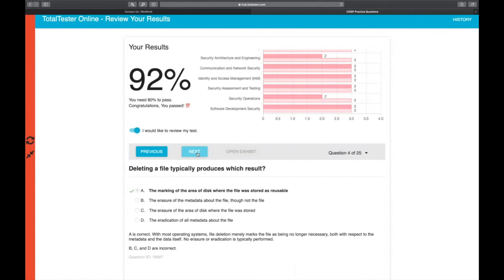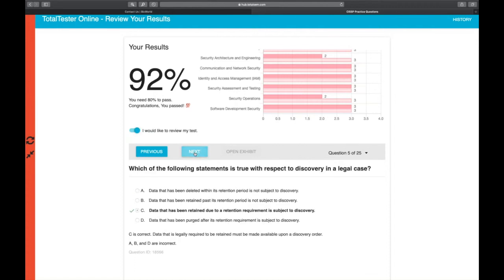All right, number 4, with most operating systems, file deletion merely marks the file as being no longer necessary, both with respect to the metadata and the data itself. No erasure or eradication is typically performed. Data that is legally required to be retained must be made available upon a discovery order.